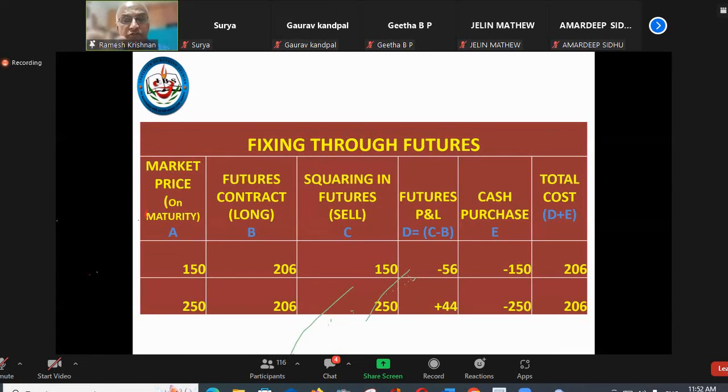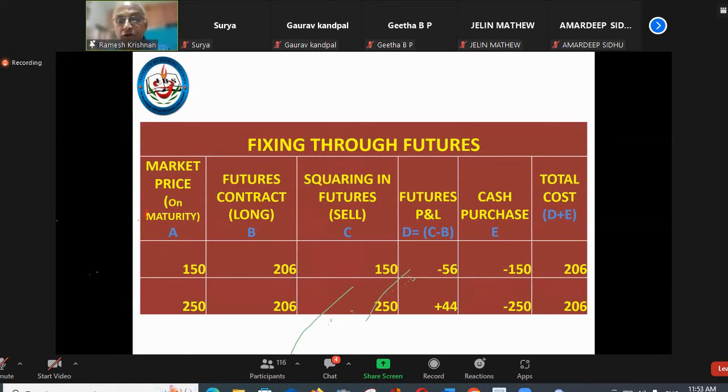There is no question of buyer, seller, P&L and all, because the objective is to lock into a price. So in the futures exchange alone, yes, if the price falls, for the buyer there is a loss. Correct. But that is compensated by the actual price at which he is buying from the market. It is compared to 206, which was the estimated price. You are buying it at 150, actual cement. So there you are getting it 56 rupees cheaper.